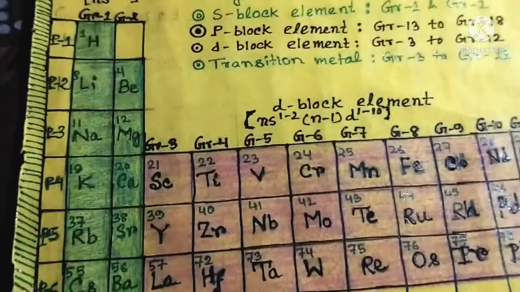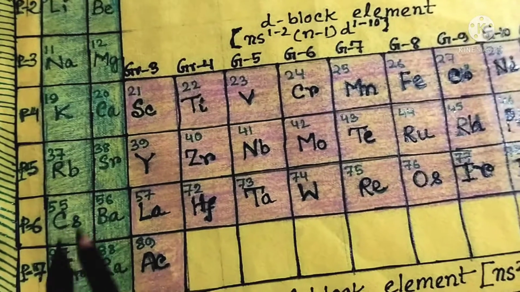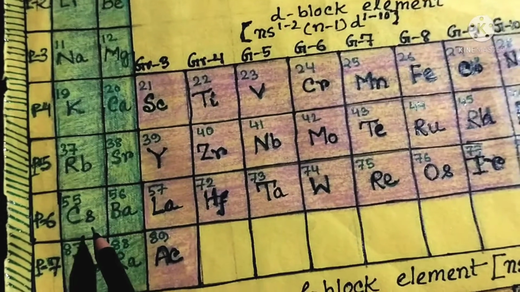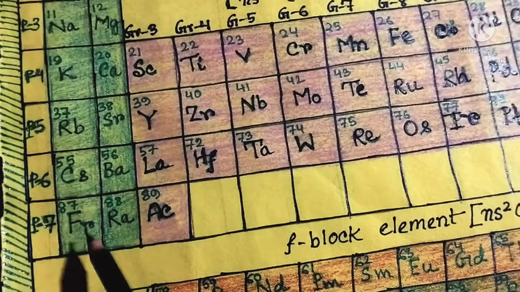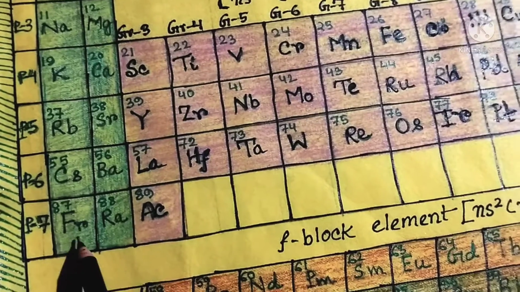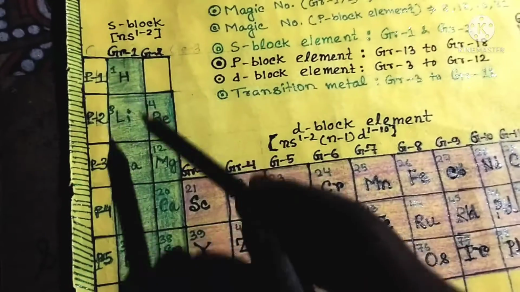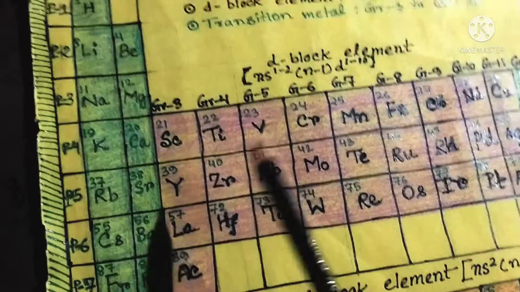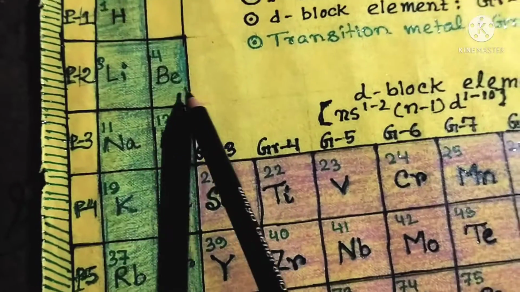Next is cesium and the next magic number is also 18. So, 37 plus 18 equals 55 and the atomic number of cesium is 55. Next magic number is 32. So, 55 plus 32 equals 87 and the atomic number of francium is 87. So, thus we get the atomic numbers and we can calculate easily. Do you understand? Now, come to group 2.